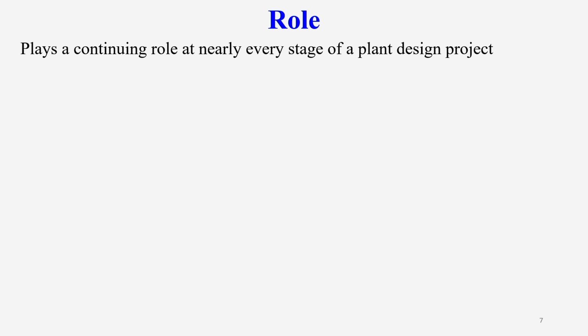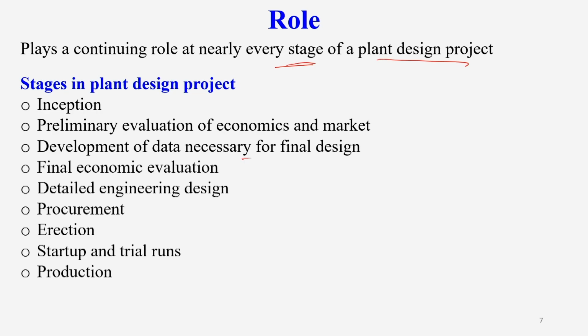So, it plays a continuing role at nearly every stage of a plant design project. Now, if you want to design, for example, a new project, there are multiple stages. It starts with inception, meaning you are getting the idea, you want to set up a project or you want to produce a new metabolite, you want to adopt a new process. Then you have to go for preliminary evaluation of economics and market, what is the current scenario. Then you have to develop the data necessary for final design. Then you have to go for final economic evaluation.